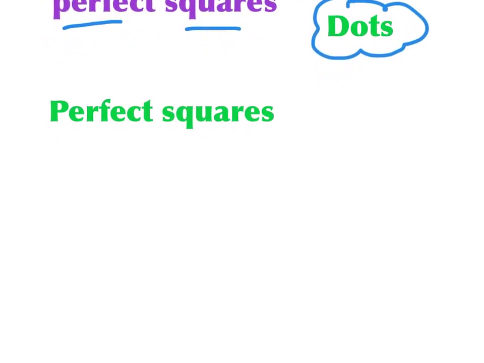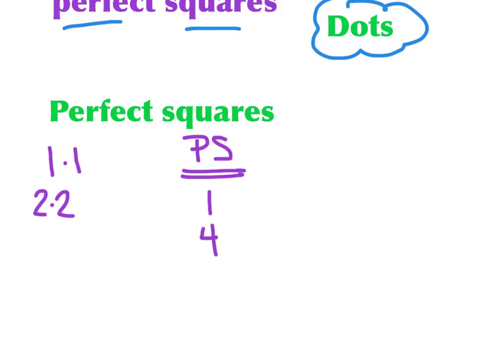So let's just review our perfect squares before we go any further. A perfect square is what you get when you multiply any number times itself. So for example, if I said 1 times 1, that means my perfect square is the number 1. 2 times 2 is 4. So 4 is a perfect square, but 2 is not. 3 times 3 is 9. So 9 is a perfect square, but again, 3 is not. Can you do the rest of them?